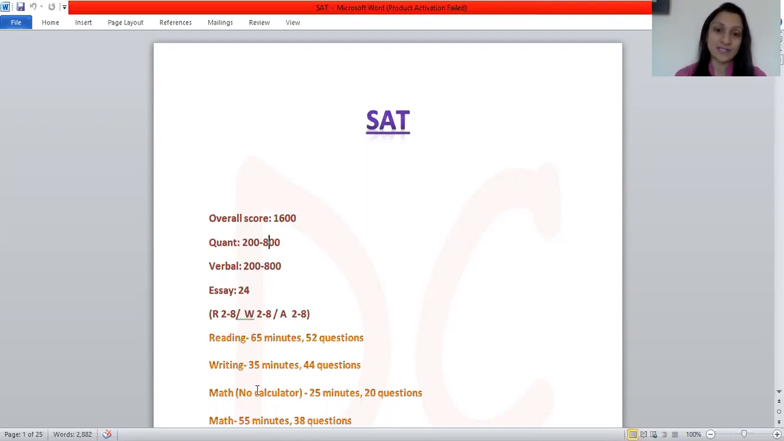Then you have two maths sections. You have one section of maths where you're not allowed to use a calculator, and another section where you're allowed to use a calculator.